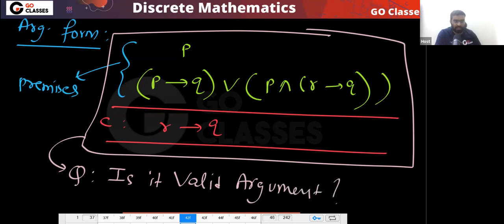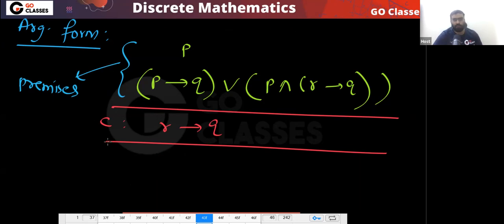Is this a valid argument? This is the question. So let's solve it. Tell me, what is the best method? What is the best way? The best way is to make the conclusion false.